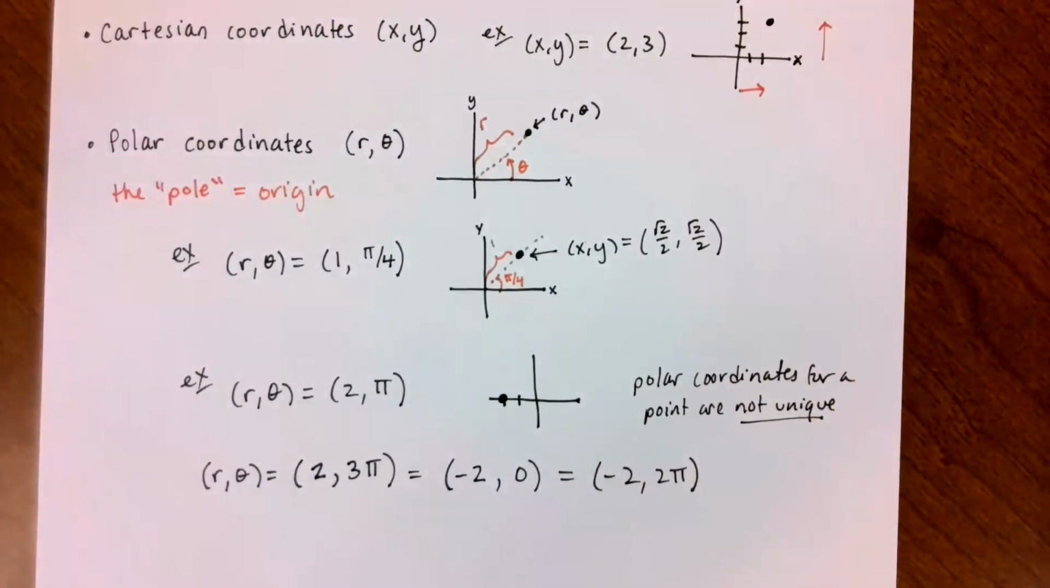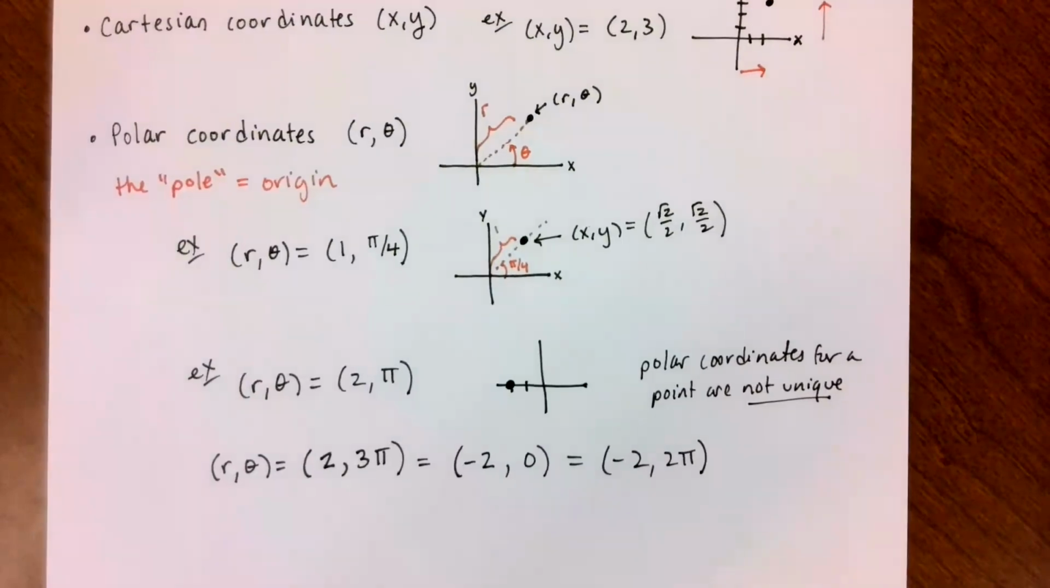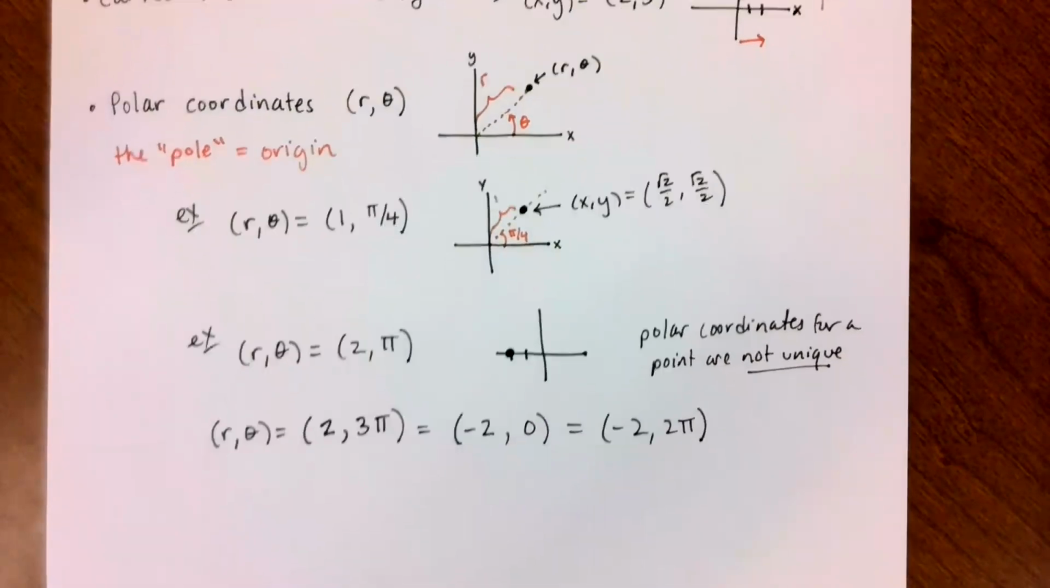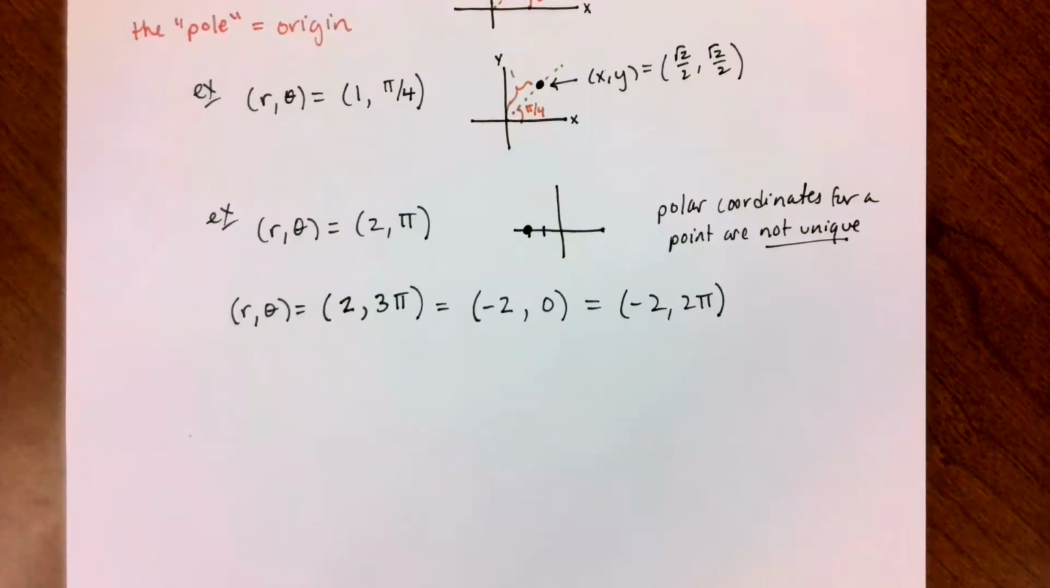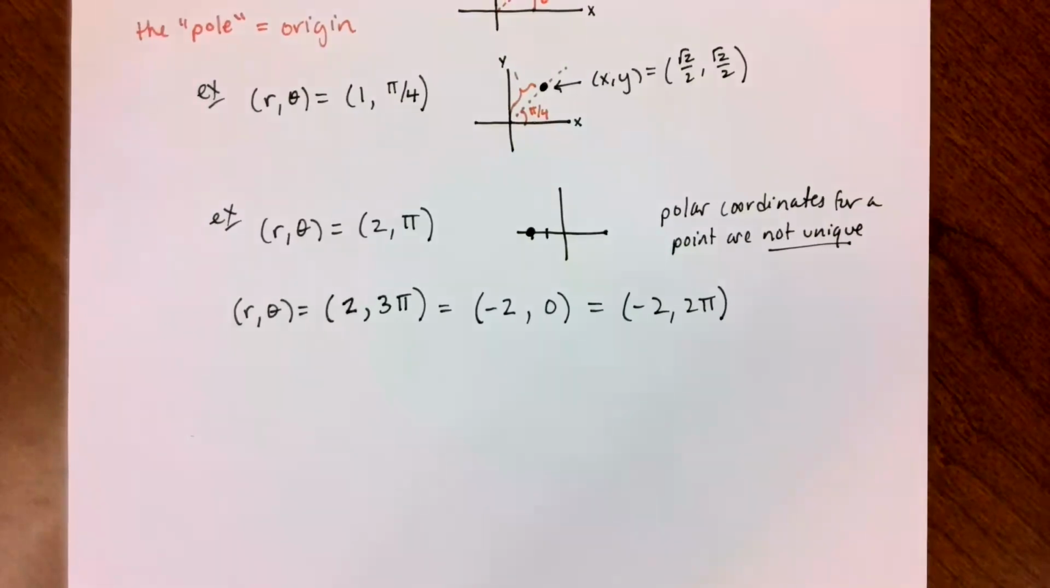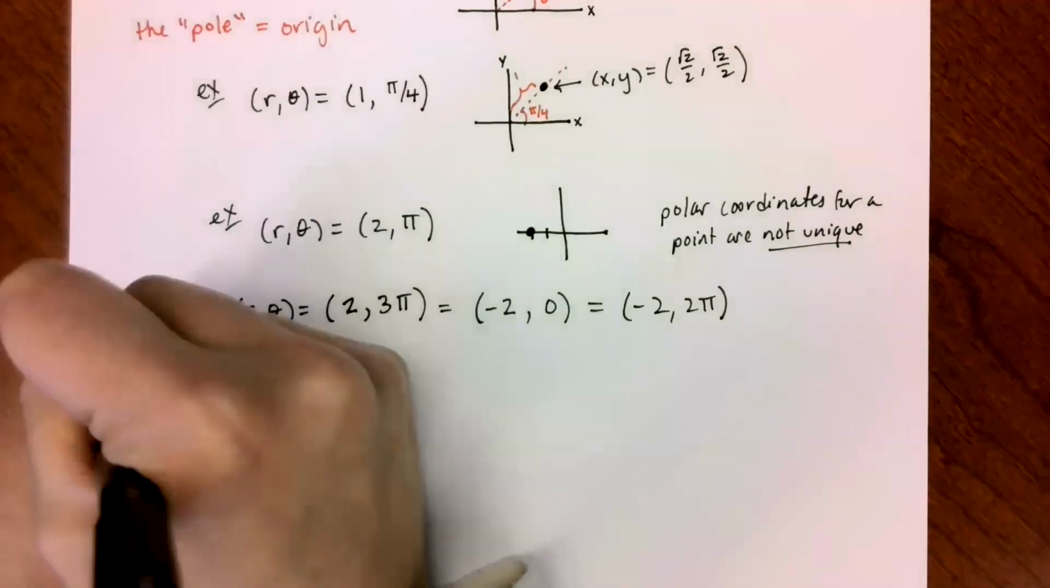We're going to have a lot of different tasks that we're concerned with when we're doing stuff with polar coordinates. The first task we'll worry about here is converting a point either from Cartesian coordinates to polar or vice versa.